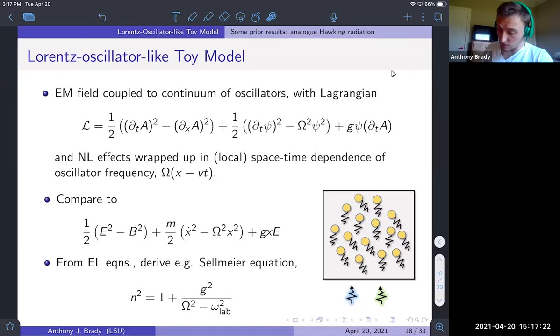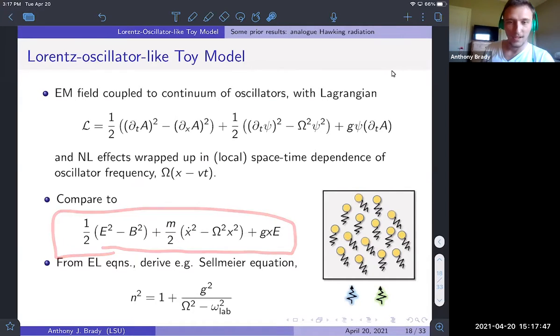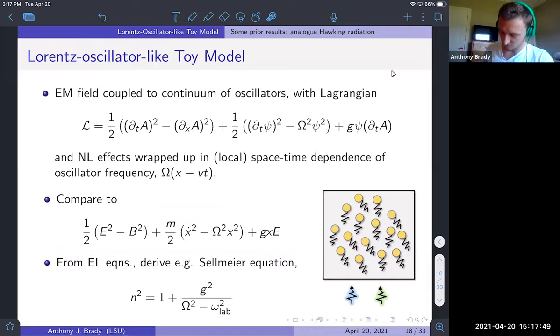And this is an effective model in the sense that the effects of the nonlinear background pulse are just wrapped up in this coefficient, this oscillator frequency. And it's traveling with the pulse. So you can imagine there's a background pulse traveling and it's locally changing the spring constants of the oscillators, and you can compare this to your simple point-like dipole coupling.